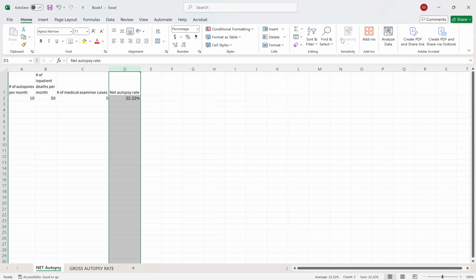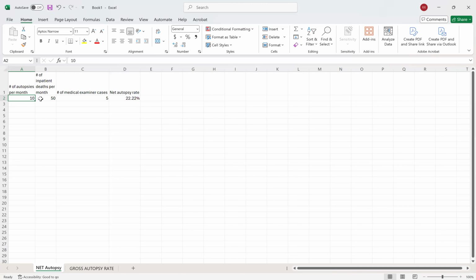So that's the difference between how we calculate the gross autopsy rate and the net. Big thing that I think people stumble on is they try to subtract the wrong things out or forget to subtract. Again, here's the formula. It's going to be A2, which is the number of autopsies, and then we're going to subtract not 50, but in this case, we're going to subtract 5 from 50 in parens, and we wind up with 22.22%.